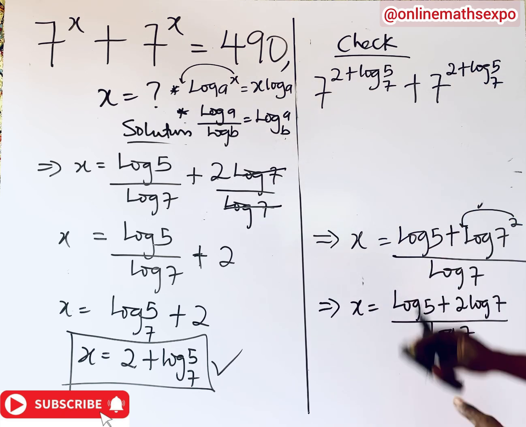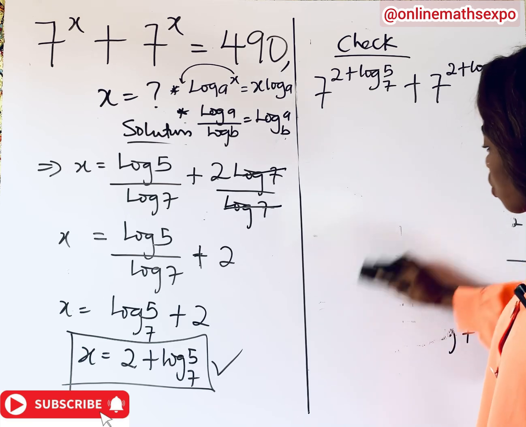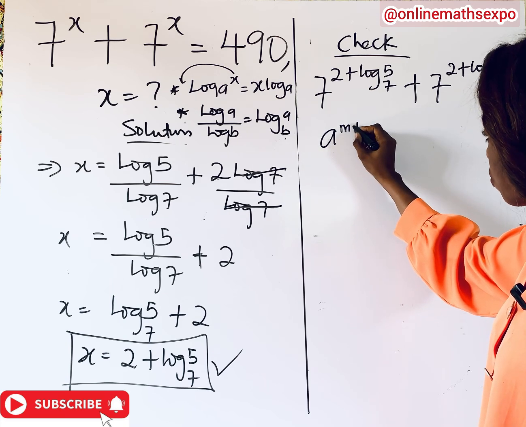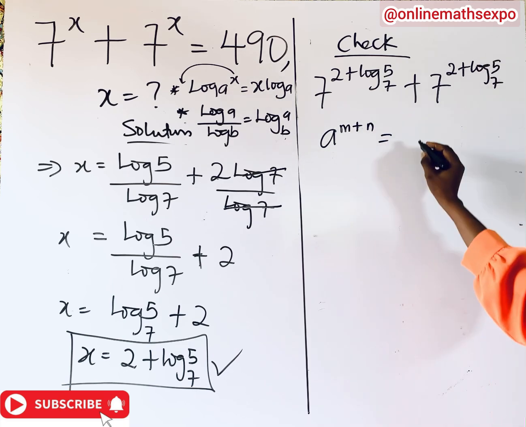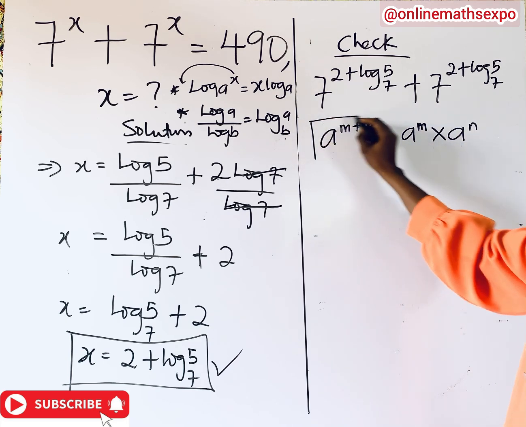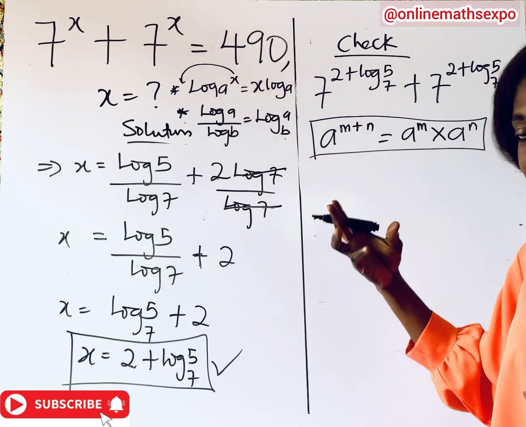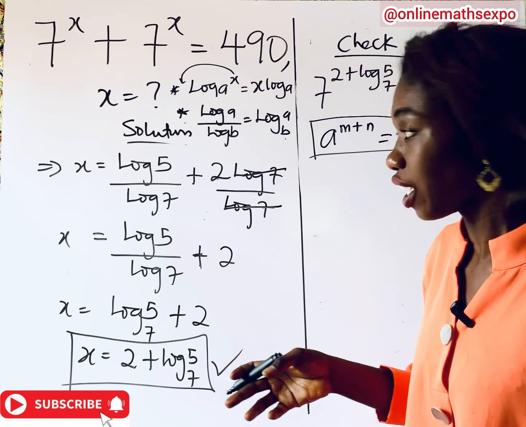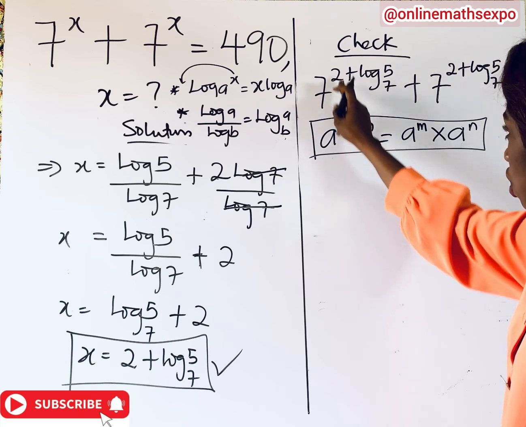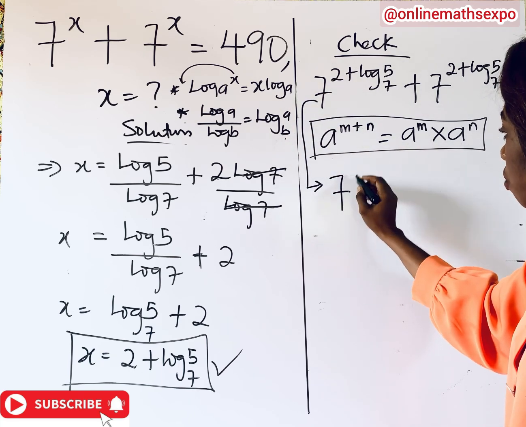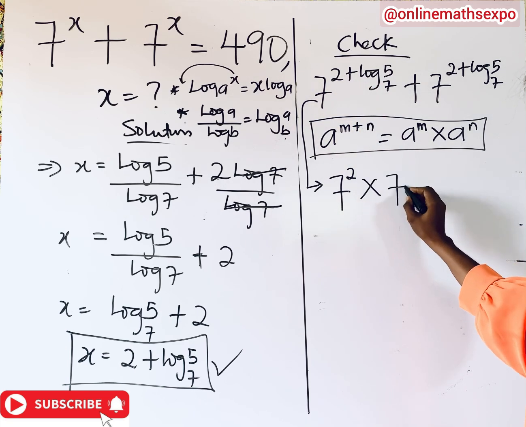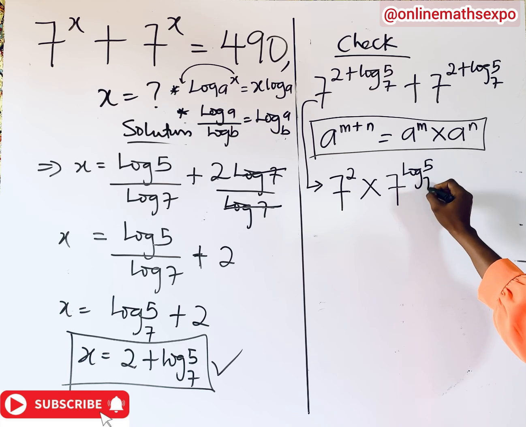Now, remember your rule of indices. What does this rule say? It says that a to the power of m plus n means a to the power of m multiplying a to the power of n. This is one important rule that you should always remember each time you work with this kind of problem. So we are going to split this, because it's a sum in the power. We have 7 to the power of 2, then multiplied by 7 to the power of log 5 base 7.